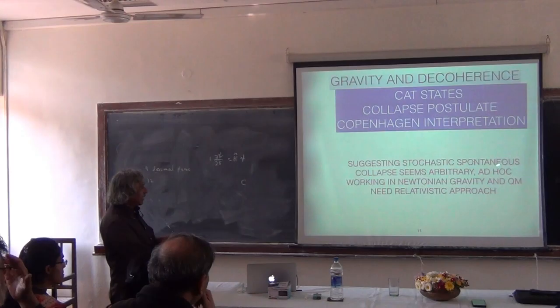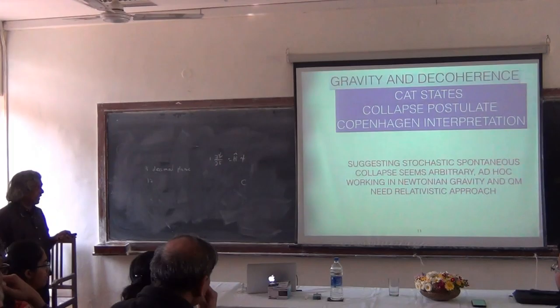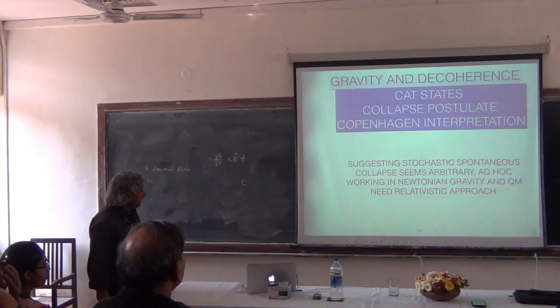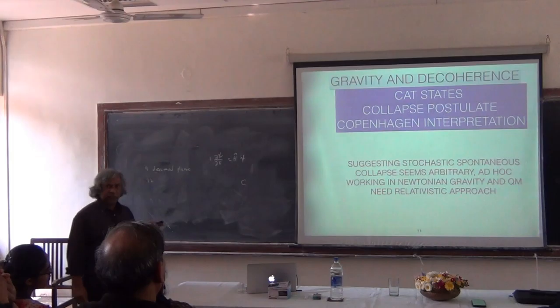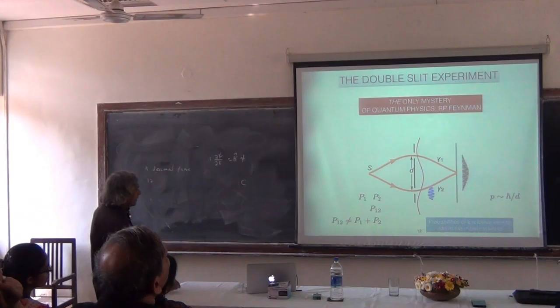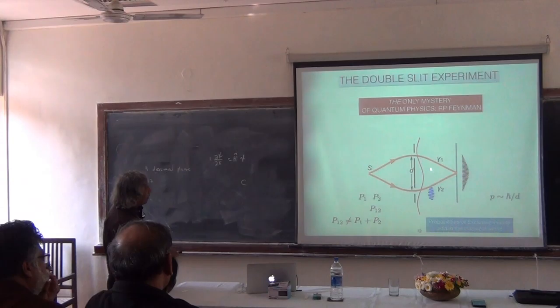So it seems to me arbitrary to suggest that there's stochastic spontaneous collapse because they're invoking new stuff, and it seems ad hoc, which is a Latin phrase that means you're just doing it without any reason. And they're also working within Newtonian gravity and non-relativistic quantum mechanics. I would suggest that what we need is a relativistic approach, and that's the approach I'm taking.